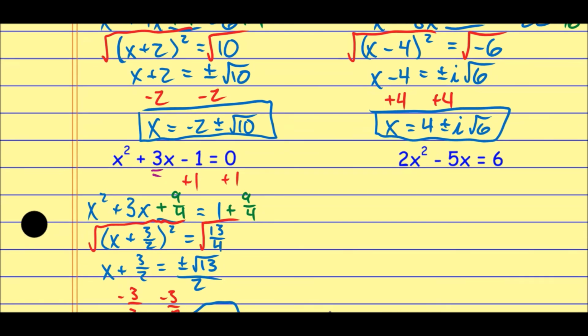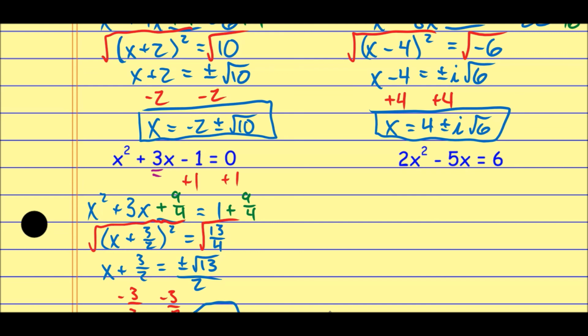And hopefully the realization is, well, when the b value is an even value, when the b value is divisible by 2, completing the square is not so tough. But when the b value is odd, completing the square is a real pain, okay, because of the fractions involved. That's what I want you to see here, all right?